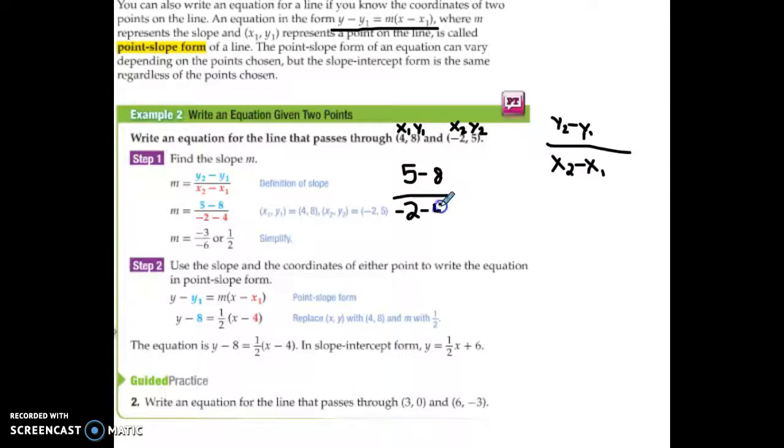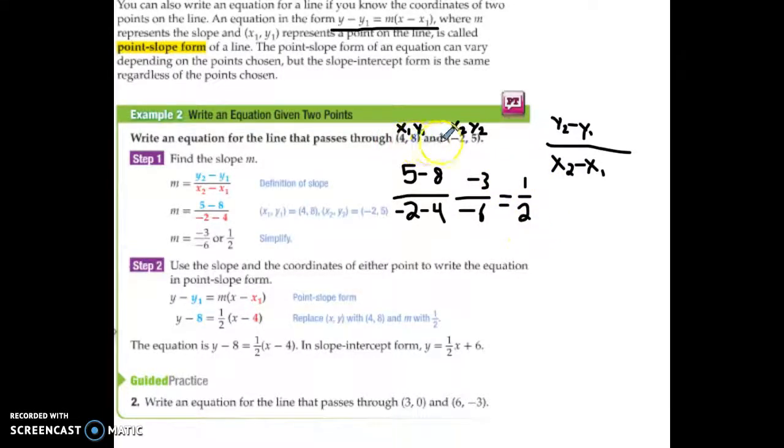You can use a calculator if you know the answer. 5 minus 8 is a negative 3. Negative 2 minus 4 is a negative 6. And we talked about this before. Negative divided by negative is a positive. And what does 3 over 6 reduce down to? 1/2. So our slope is going to be a positive 1/2 because, again, a negative divided by a negative is a positive. So now I have my slope.